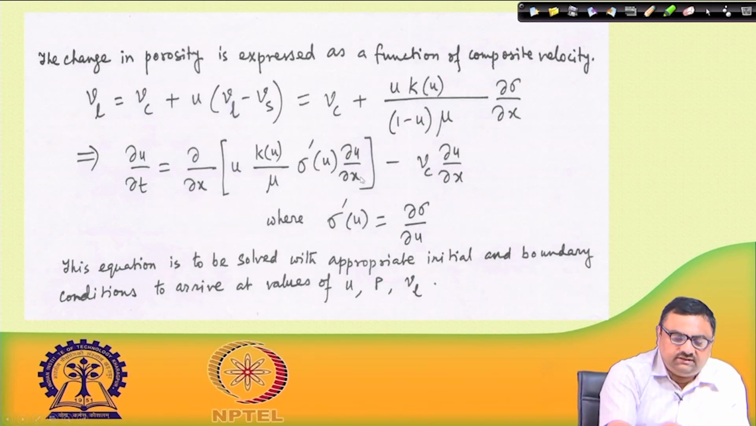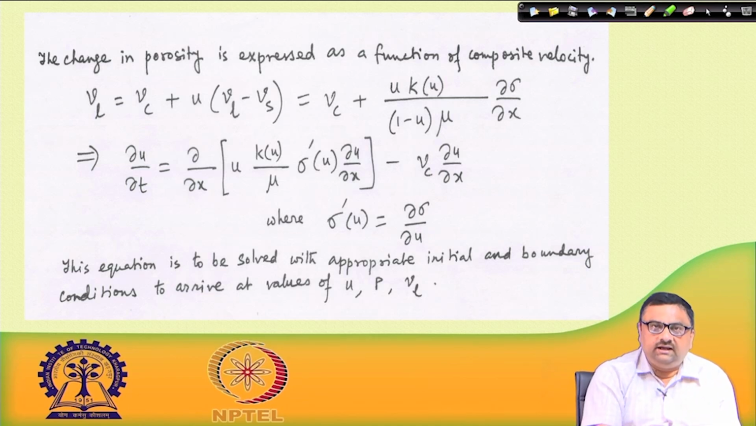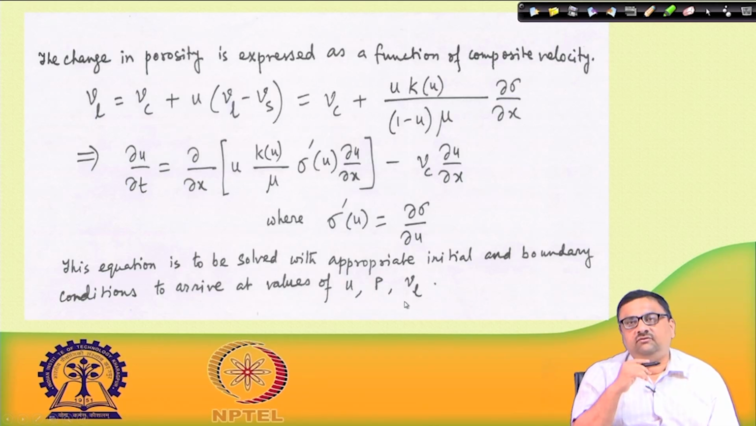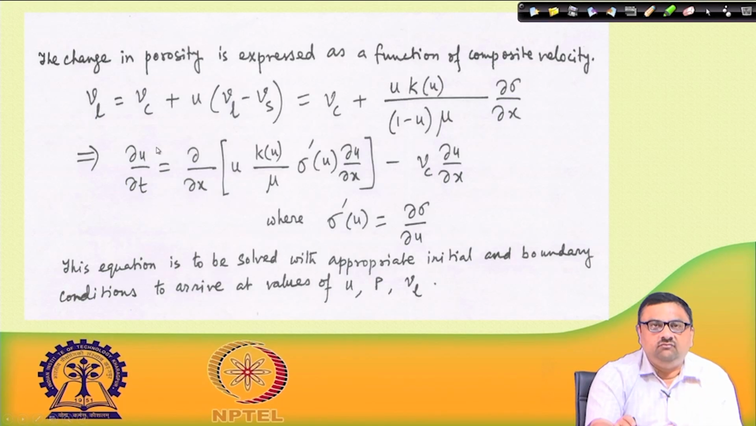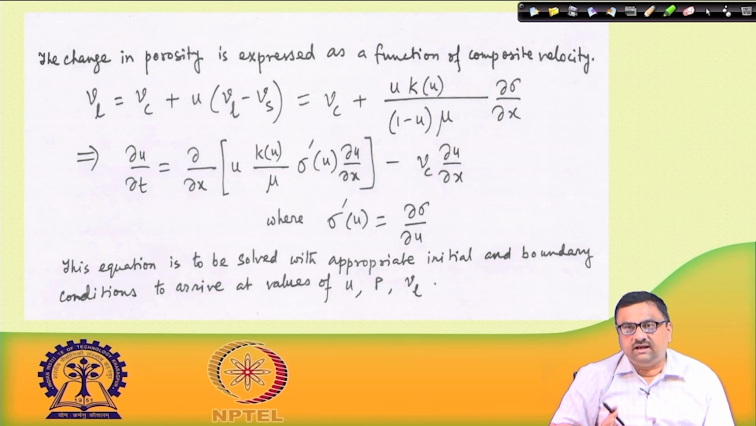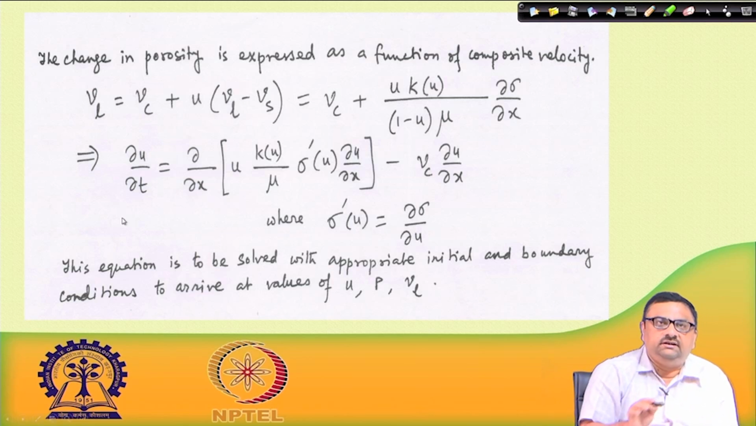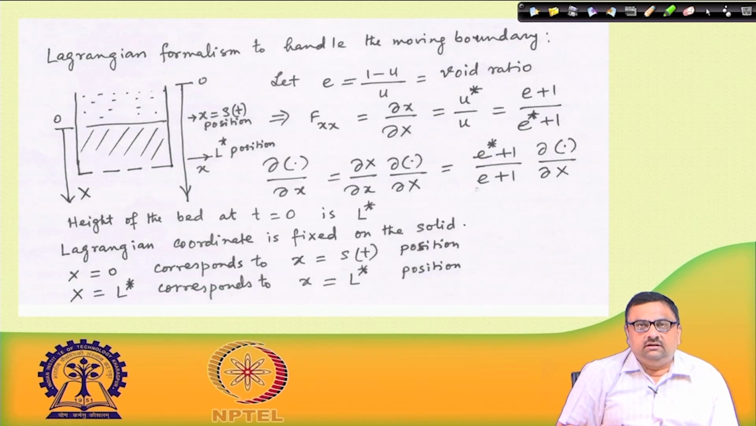Now this equation has to be solved with appropriate initial and boundary conditions to arrive at u, P, V L. These are some of the things we want to know, and so we have only one master equation, which is the change in solid volume fraction with time, or the change in solid volume fraction at a position at a time. So, u is basically 1 minus phi, the porosity. Now this becomes a sort of governing equation, and then we further proceed with this.